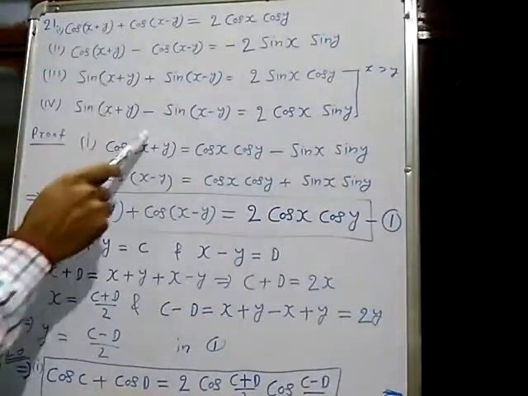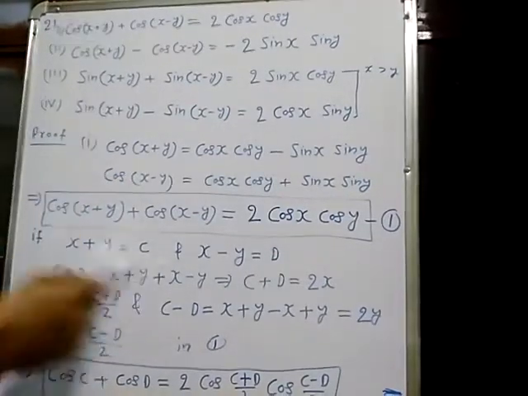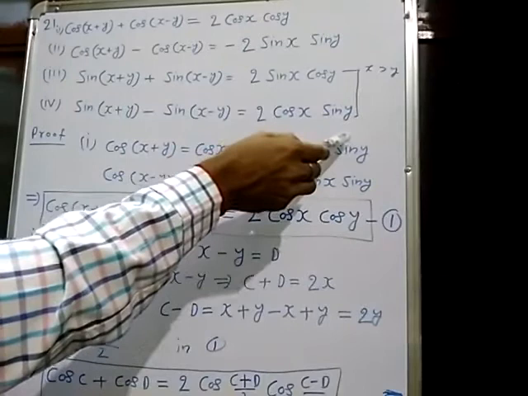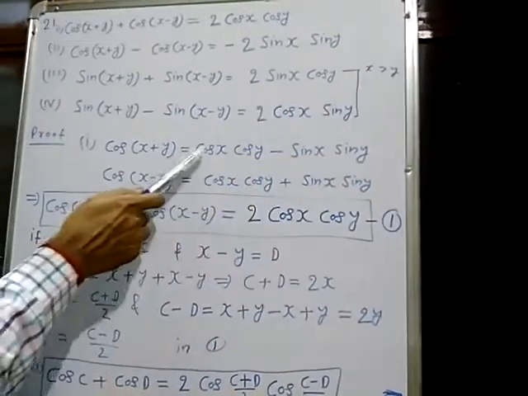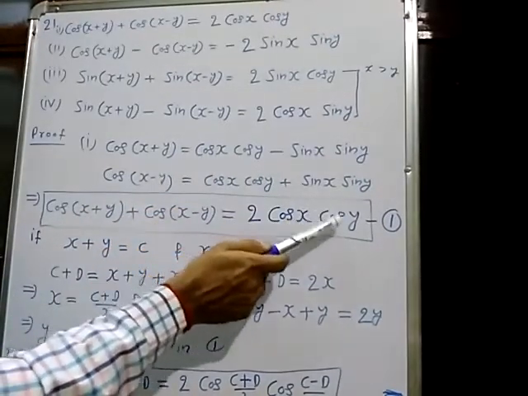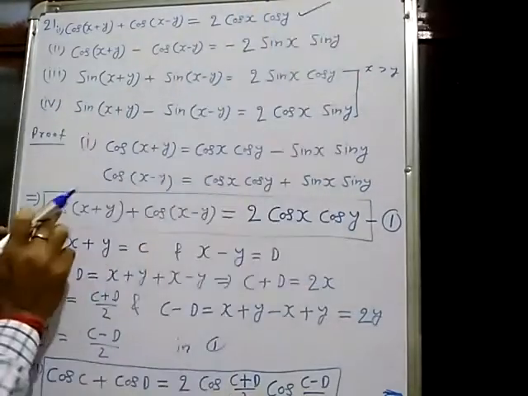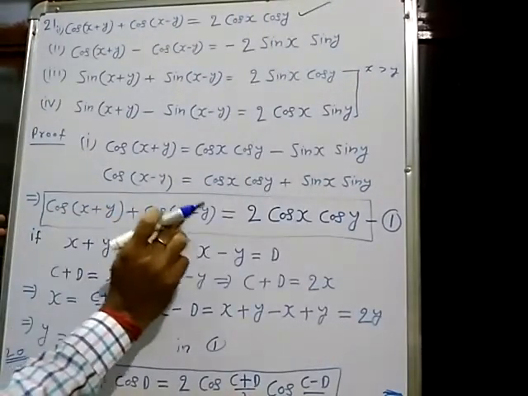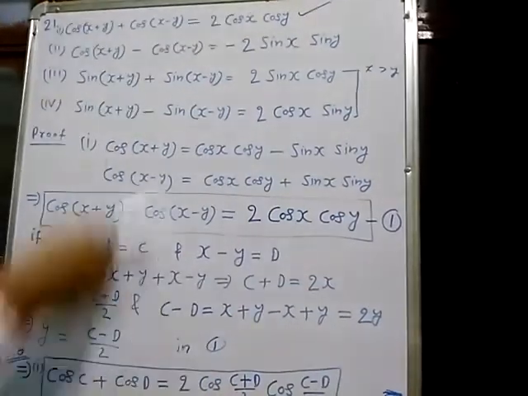If you add both, cos(x+y) + cos(x−y), what will you get? On adding these, the −sin x sin y cancels with the +sin x sin y. So what is remaining? Cos x cos y + cos x cos y, that is 2 cos x cos y. So hence this first property is proved. Cos(x+y) + cos(x−y) is equal to 2 cos x cos y. I hope you understood this.